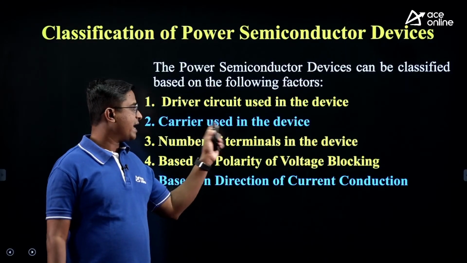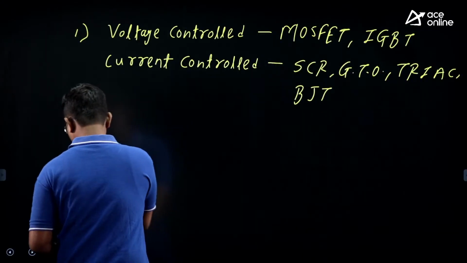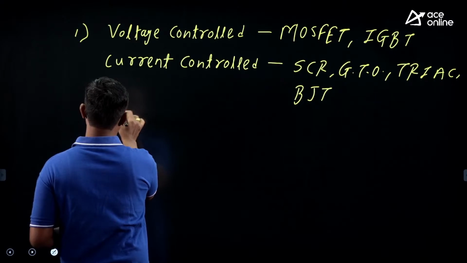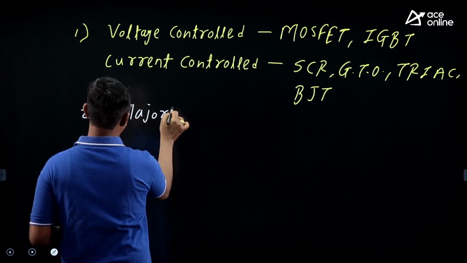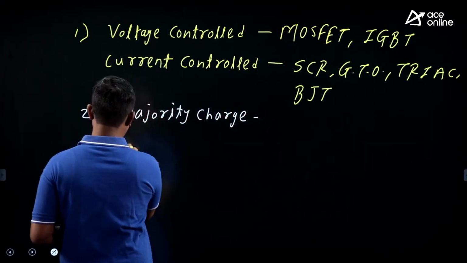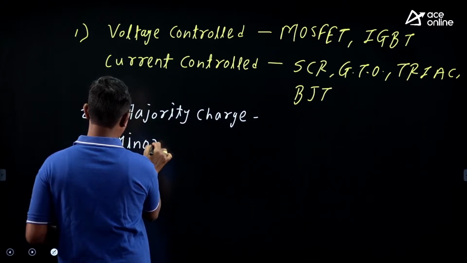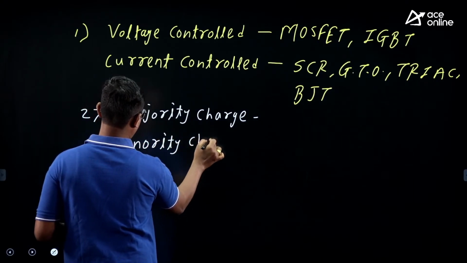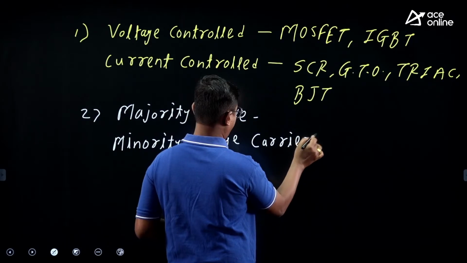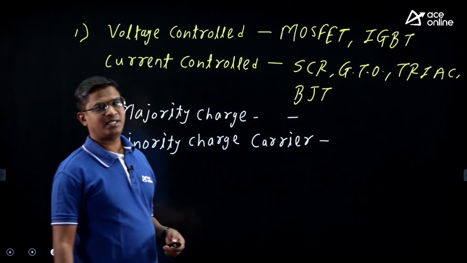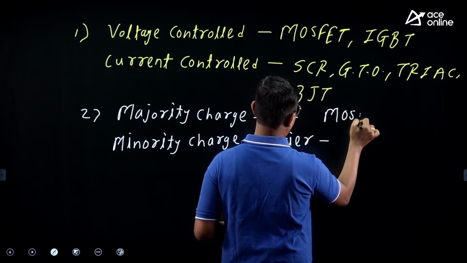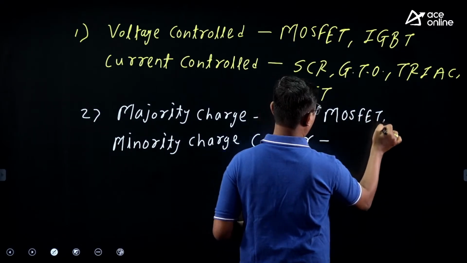classification based on carrier used in the device. So based on the carrier used in the device, there are 2 types: majority charge carrier and minority charge carrier devices. Majority charge carrier devices, the examples are MOSFET and Schottky diode.